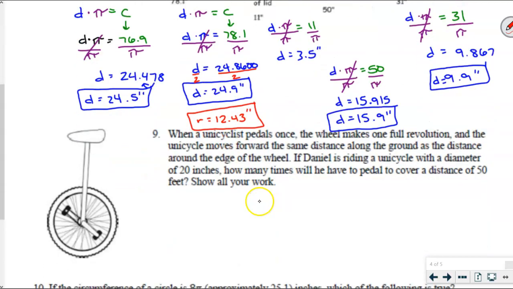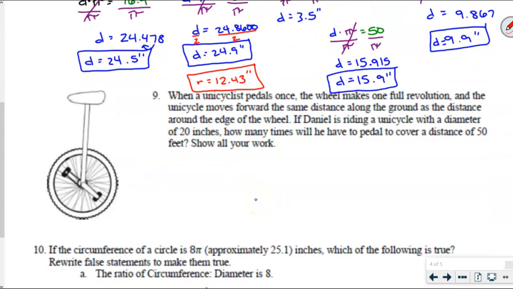Now, when a unicyclist pedals once, the wheel makes one full revolution. Unicycles don't have a chain to propel them along, so if you're not pedaling on a unicycle, you're not going anywhere. Which means when this pedal goes around one whole time, that also means that this wheel has gone around one full time. The unicycle will move forward that same distance along the ground, and that makes sense, right?